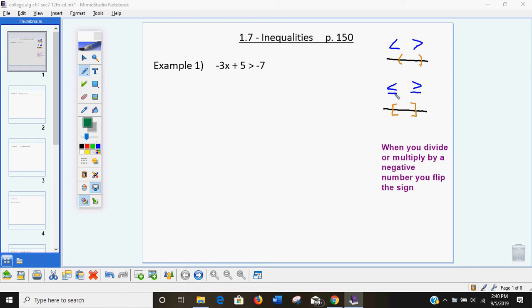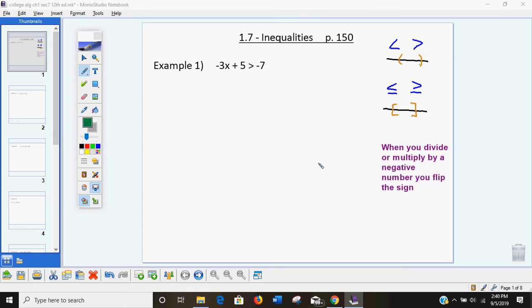It's easy to remember because you have a straight line with the equal to, and a bracket has a straight line on the bottom also. The other thing they expect you to remember is when you multiply or divide by a negative number, you flip the sign. So keep those things in mind as we look at this example. It says negative 3x plus 5 is greater than negative 7.